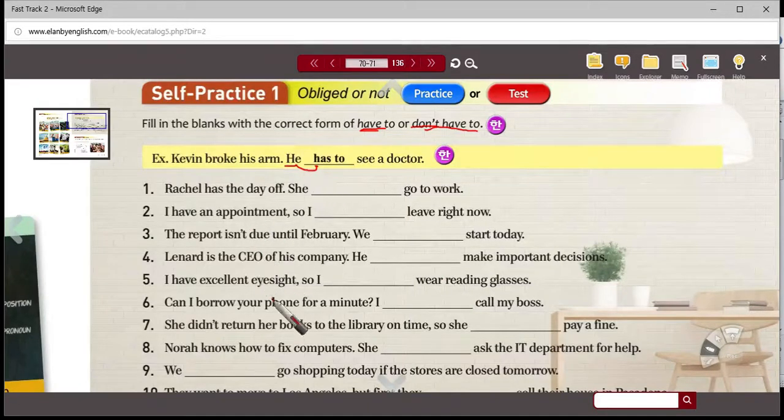Okay? You can do these in your textbook, and when we're finished, we will review. So I'll see you in a few minutes. Okay, let's see how we did.